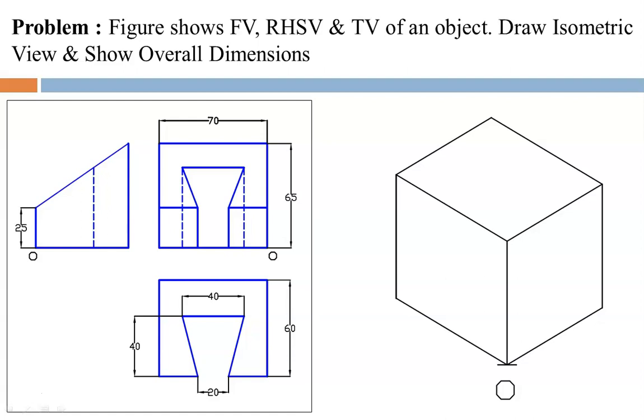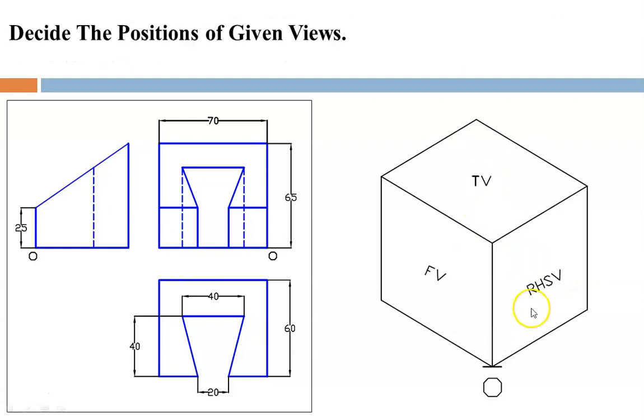Now in this question they have given you front view, top view and RHS view of an object, and we have to draw isometric view showing overall dimensions. So let's start with first positioning the views. This is a front view and this is a RHS view, and front view is on the left of the origin, so front view must be here, and RHS view will automatically come over here, and this plane is for the top view. So these are the positioning of the views as per the given question.